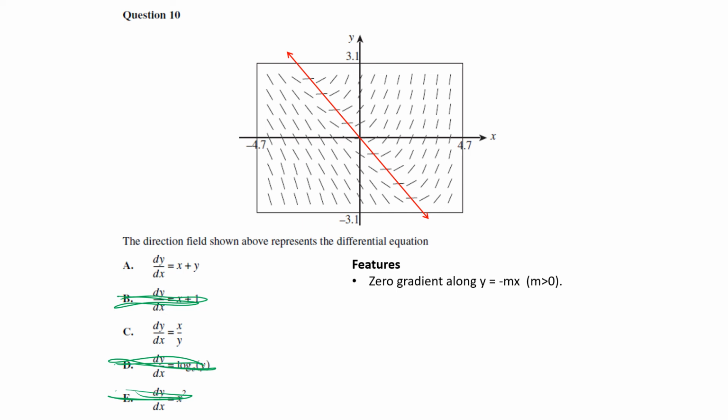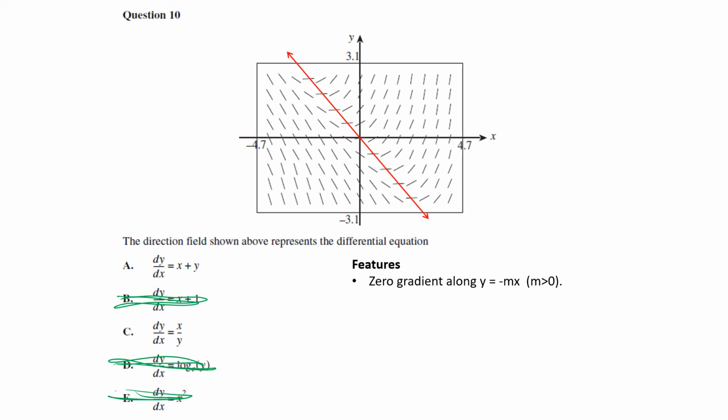We can see, in fact, that you have zero gradient. dy/dx is equal to 0 along that sloped section, along y equals minus x or some multiple of y equals minus x. Okay, so what is that matching? It's 0 whenever x and y... it looks like, in fact, that it would be A.